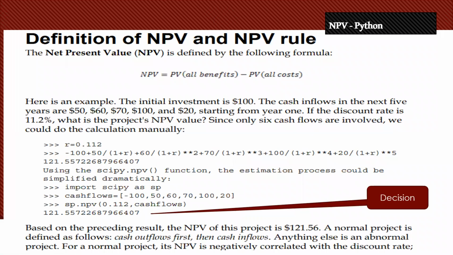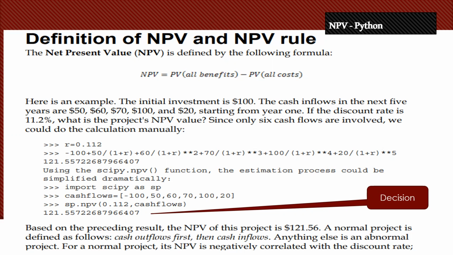In case of NPV, net present value, the same rule is applicable. You can see that one. For NPV also we have the same thing, dot NPV. In scientific Python there is one built-in function called dot NPV. If you use that one, you will get the output.